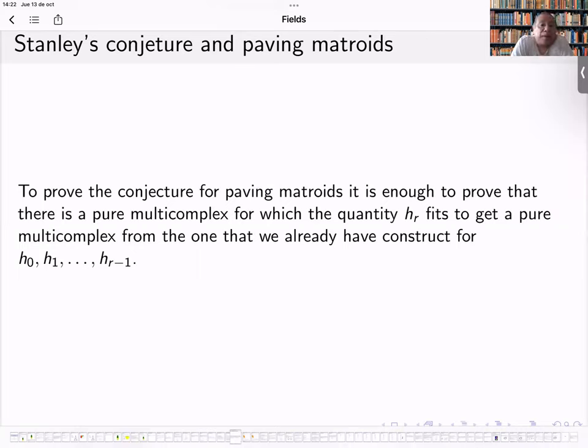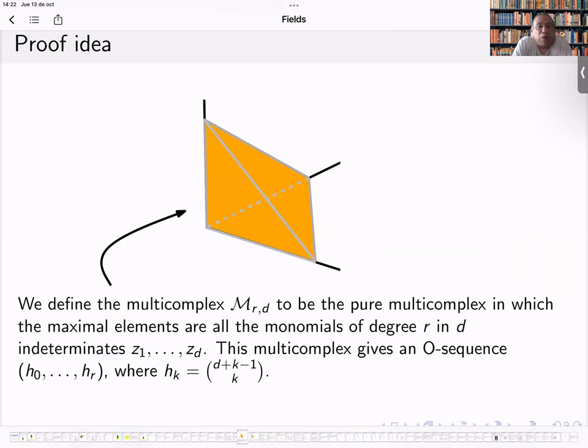So what happened with our proof for paving matroids? Well, to prove the conjecture for paving matroids, it is actually enough to prove that there is a multicomplex. Essentially, what I want to say here is that the quantity h_r, the last term of the h-vector, fits in the multicomplex that is uniquely determined by the previous entries. What do I mean by that? The first r minus one terms in the h-vector of a paving matroid will give you a unique multicomplex. If it is realizable, it has to be this multicomplex that we call the full multicomplex M_{r,d}.